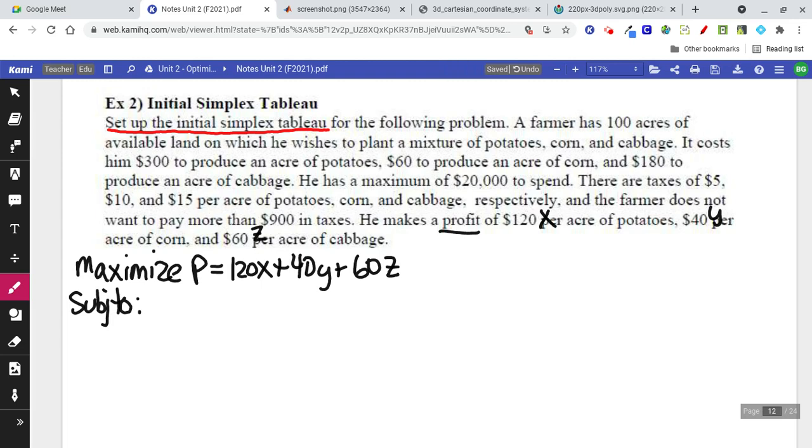Okay, so 100 acres of available land. That means he could use up to 100 acres. He could use 90 or 75 or whatever, but he can't use 101. So something's going to be less than or equal to 100. And so he's going to plant some mixture of potatoes, corn, and cabbage. That's a very common equation that you see. Add them all up, and that has to be less than or equal to 100.